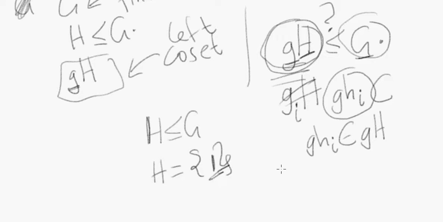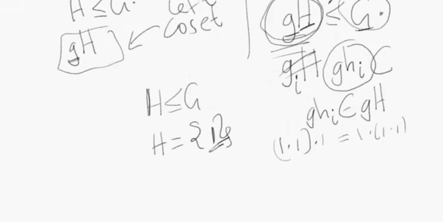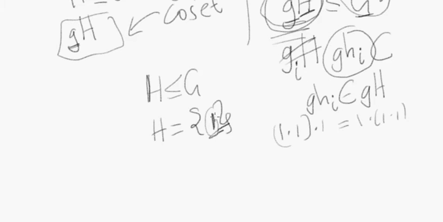Is it associative? Sure. 1 times 1 times 1 is the same as 1 times 1 times 1. So it's closed, it has an identity element, namely itself, and it has inverses, namely itself. It's trivially a group. So if we set H equal to the identity element, then we're saying that this group consisting of just the identity element is also a subgroup of G.